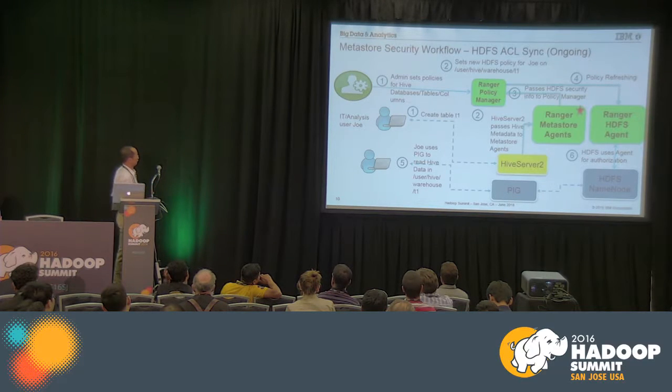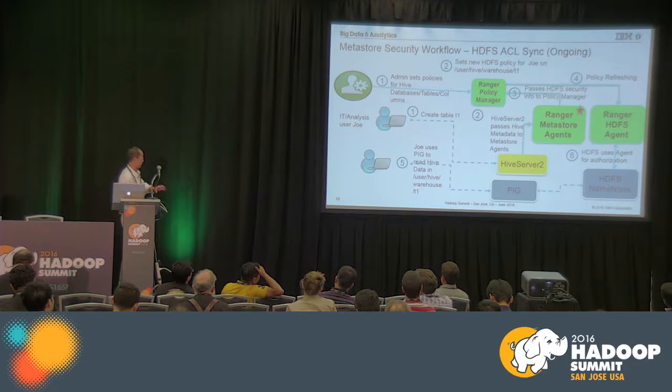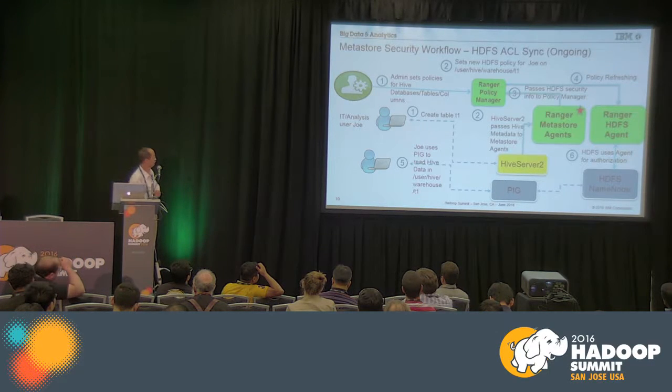Another scenario is a client, SQL client, say doing create table or some other DDL. That will cause Hive Server 2 to pass the Hive metadata to the Ranger Metastore agent, which will in turn pass the related HDFS security info to the Ranger Policy Manager. Then the Ranger Policy Manager will adjust the corresponding HDFS policies, and that updated policy will be refreshed to the Ranger HDFS agent later on.